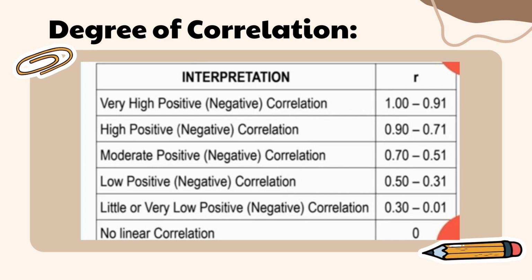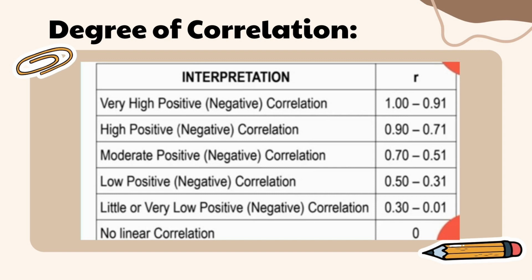These are the degree of correlation or interpretation. Pag 1 to negative 0.91, meaning very high positive ito. Kapag 0.90 to 0.71 or negative 0.90 hanggang negative 0.71, ito ay high positive correlation. Kapag 0.70 hanggang 0.51 o negative 0.70 hanggang negative 0.51, ito naman ay moderate positive negative correlation.